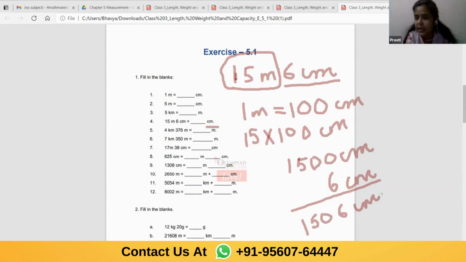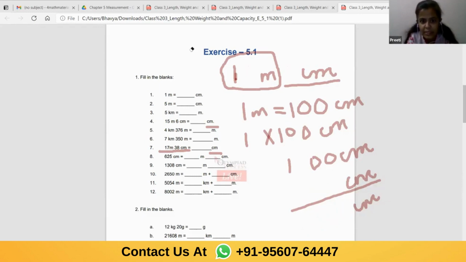Question 7. Okay. Question 7 says 17 meter 38 centimeters. Same question here. So 38 is already in centimeter, but 17 is in meters, right? Am I correct here? Yes, ma'am. So now I will change this question here only. No need to erase everything. We can simply do it from here only.